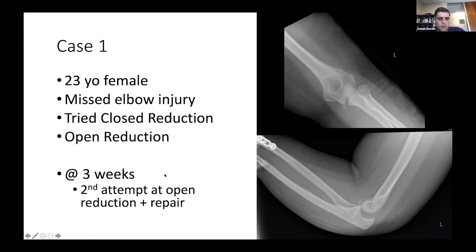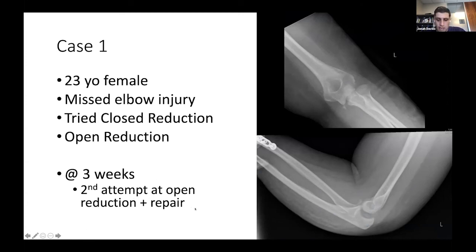So now what do you do? They tried an open reduction. They went in there, unclear from their operative note what exactly they did. They saw something there and they kind of just piecemealed it together, repaired it, put it in a splint at 90 degrees. And now this is 3 weeks after that. So now we're at almost 4.5 weeks.